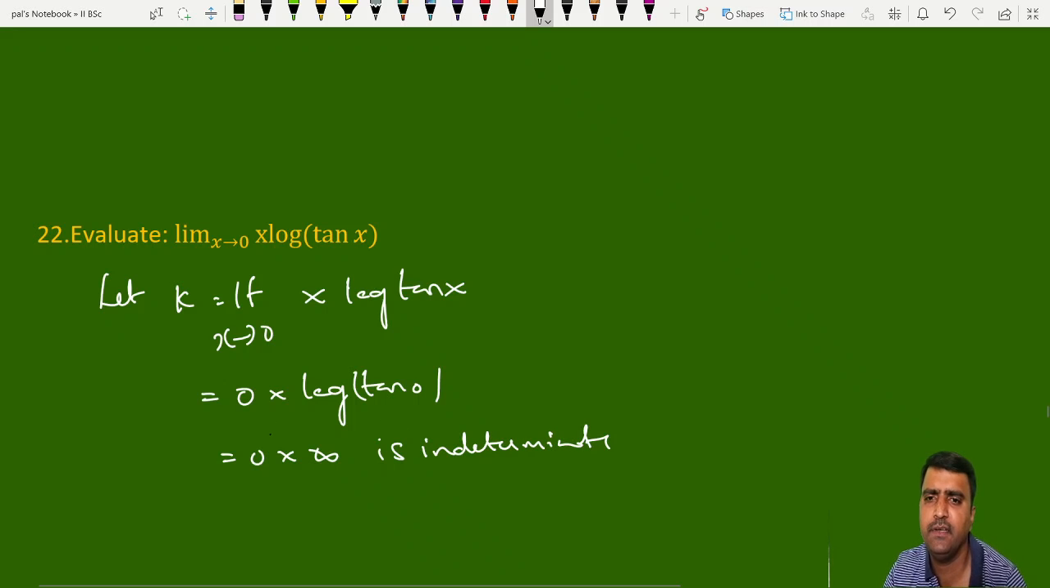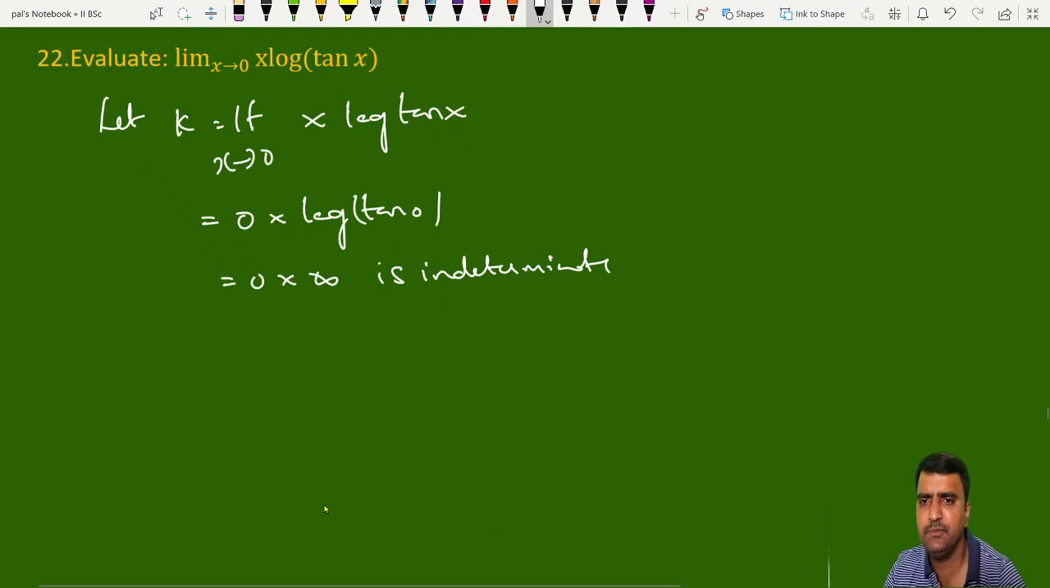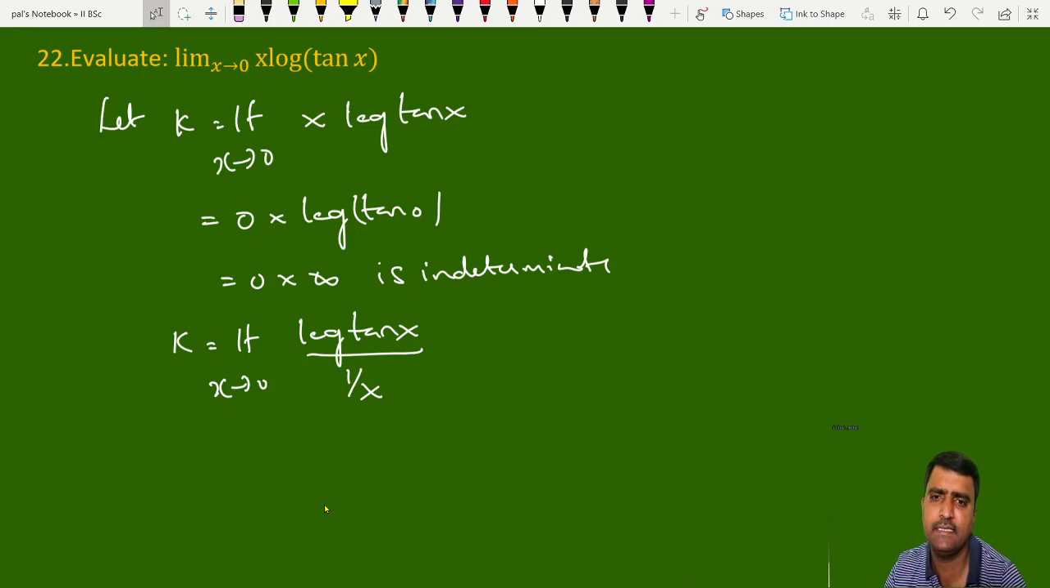So if it takes indeterminate form, now you can write this one as, so you can write k is equal to limit x tends to 0 of log of tan x divided by, you can write this x as 1 by x. You take this x to the denominator, that is 1 by x. Now you apply the limit, k is equal to log of tan 0 by 1 by 0. So tan 0 is 0, log of 0 is minus infinity, by 1 by 0 is infinity. Anything divided by 0 is infinity. So minus infinity by infinity is indeterminate.